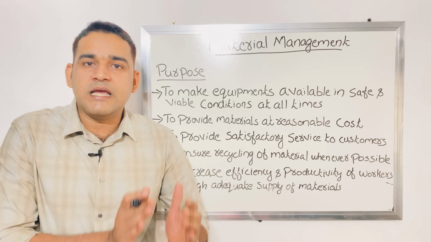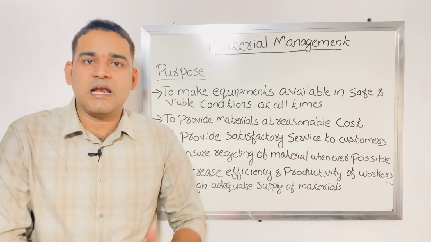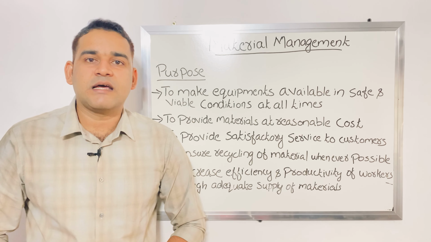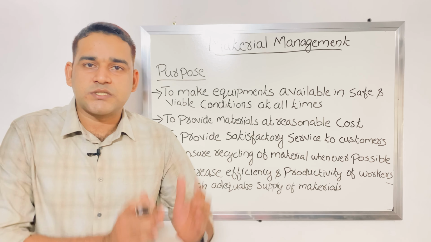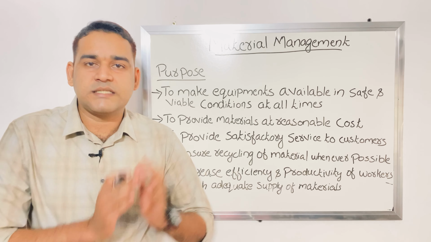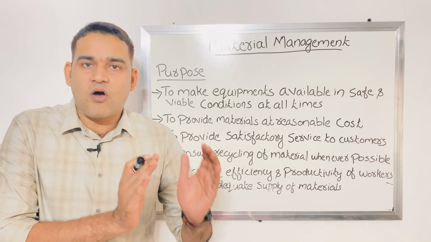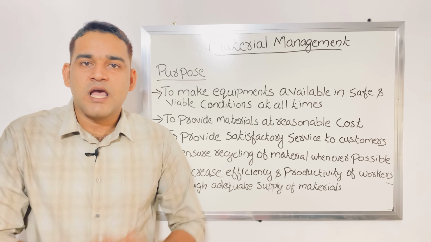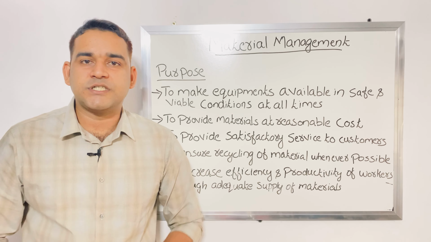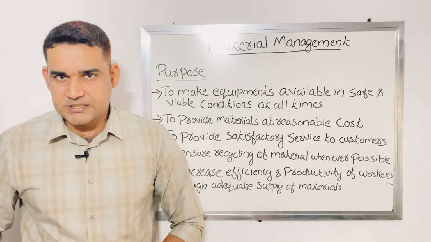So what is a material? The best example is the ventilator or the oxygen cylinder or the pulse oximeter, all the products and goods in the organization, you can call it material. So we can see the definition of material management.